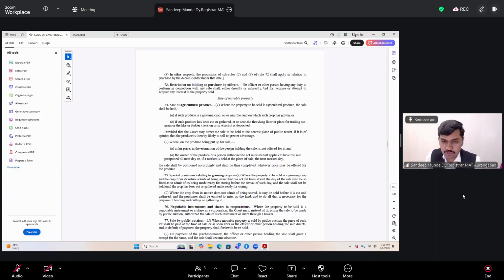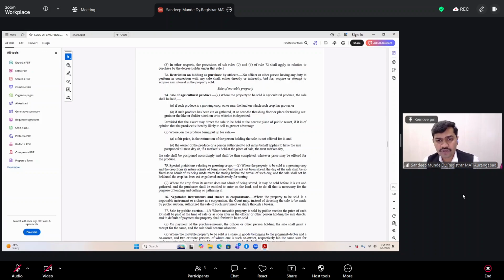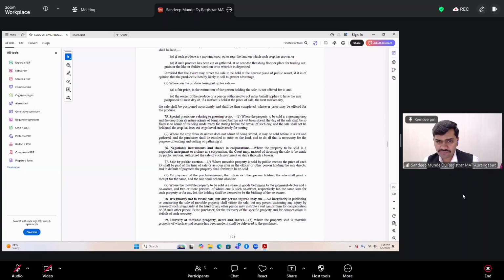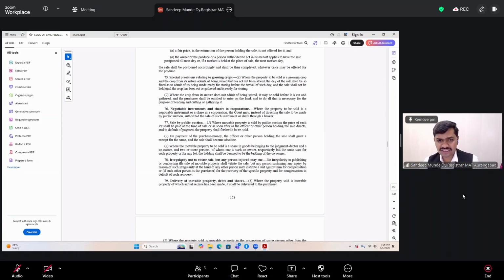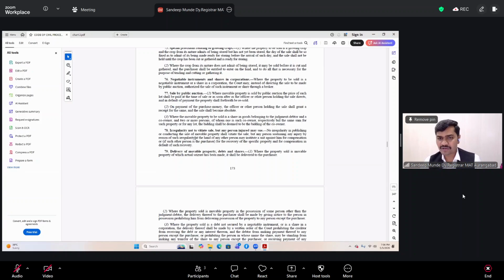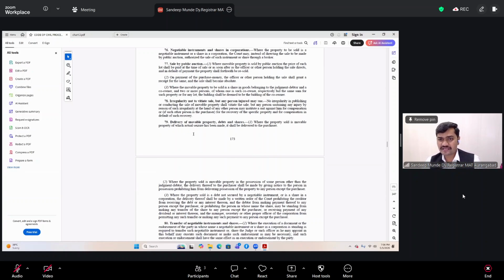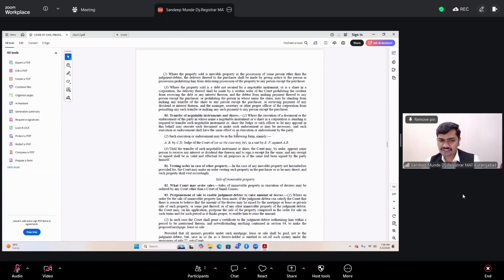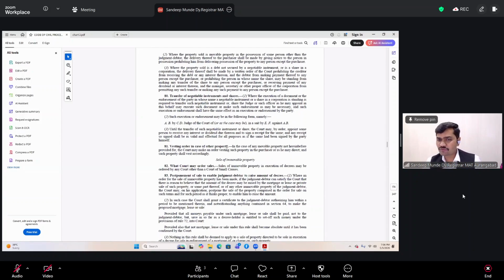Now, from Rule 74 to 81, provisions have been given with regard to the sale of movable property. Where the property is agricultural produce, or is perishable in nature or cannot be collected, then it can be sold under the provisions of Rule 74. Rule 75: special provisions relating to growing crops. Rule 76: negotiable instruments and shares in corporations. Rule 77: public sale by public auction. Rule 78: irregularity not to vitiate sale, but any person injured may sue. If any irregularity has been committed, it does not vitiate the sale, but any injured person has a right to sue. Then transfer of negotiable instruments and shares, and Rule 81: vesting order in case of other property.